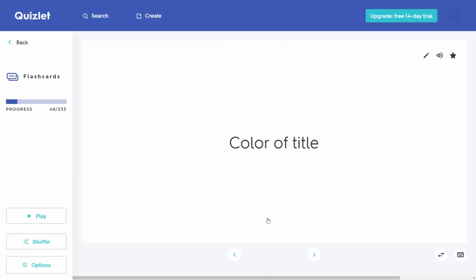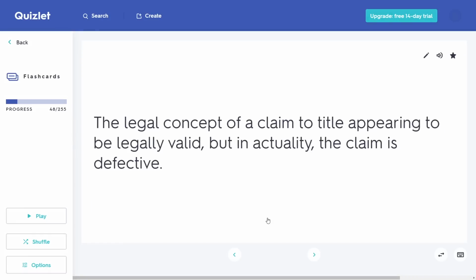Okay, color of title. I'm going to give you guys a couple moments to think that one over. Okay, what is color of title? Well, it's a legal concept of a claim to title appearing to be legally valid, but in actuality, the claim is defective.